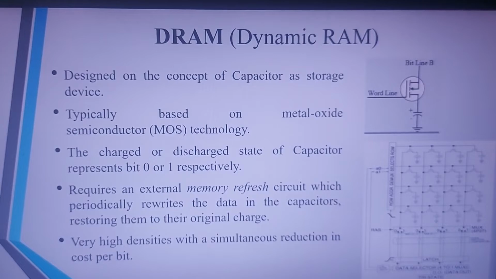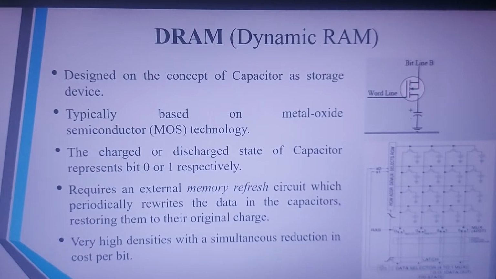So in a given area, we can have more number of cells. That means the density of memory is very high compared to SRAM. In the SRAM in the previous slide, we saw that it needs at least 6 transistors or at least 4 transistors. So that is very expensive in terms of footprint or the area it consumes for one bit of data. Whereas here we have only two components, one transistor and one capacitor, to store a bit of data.